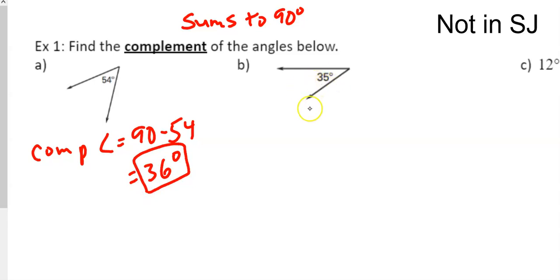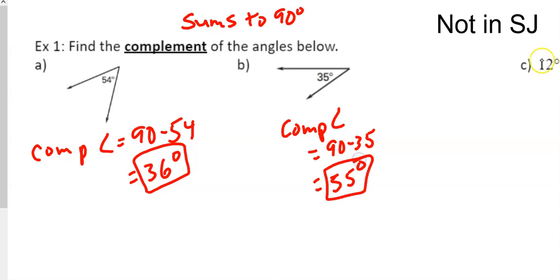Over here, same idea, the complementary angle, we would do 90 minus 35, and in this case, that will give us 55. And again, we don't even need a diagram. So number 12 here is simply just 90 minus 12. So that's going to give us 78.